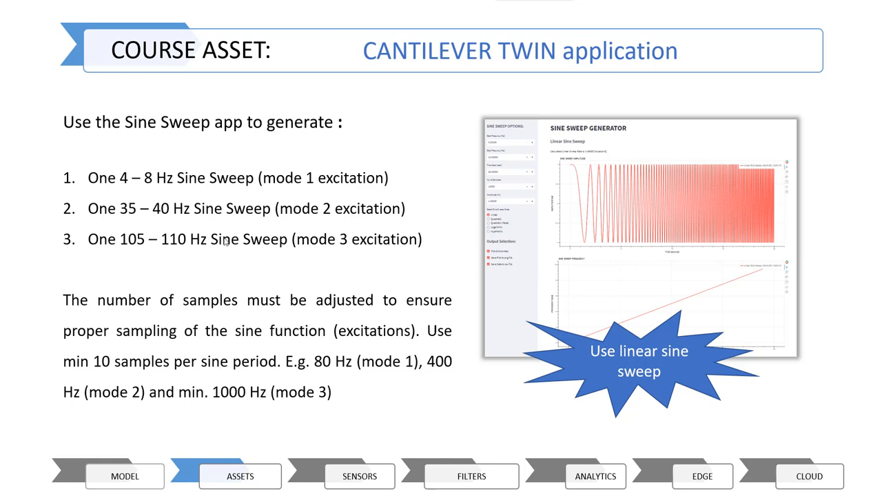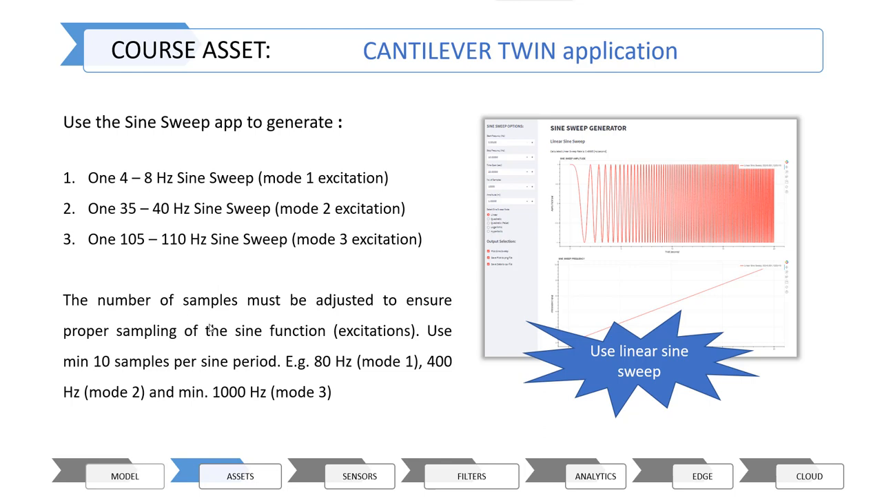And with this app, you could, for example, generate one sine sweep between 4 and 8 Hz to initiate resonances at mode number 1 in the cantilever beam. And you could make another sine sweep between 35 to 40 Hz to excite the second mode, or 105 to 110 Hz to excite mode number 3. Or you could simply create a single sine sweep from 4 to 110 Hz.